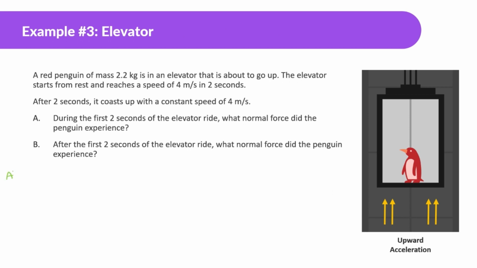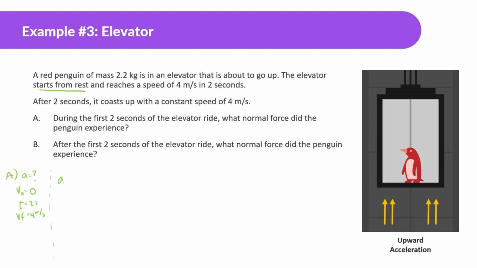Okay, so this is kind of like a few step problem here. First, what we need to figure out is, what is the acceleration? We know it starts with the initial velocity of 0 because it says the elevator starts from rest. And then we also know it's going to take a time of 2 seconds to reach a speed of 4 meters per second. So we're going to go back to that formula here, and we're going to figure out what acceleration is.